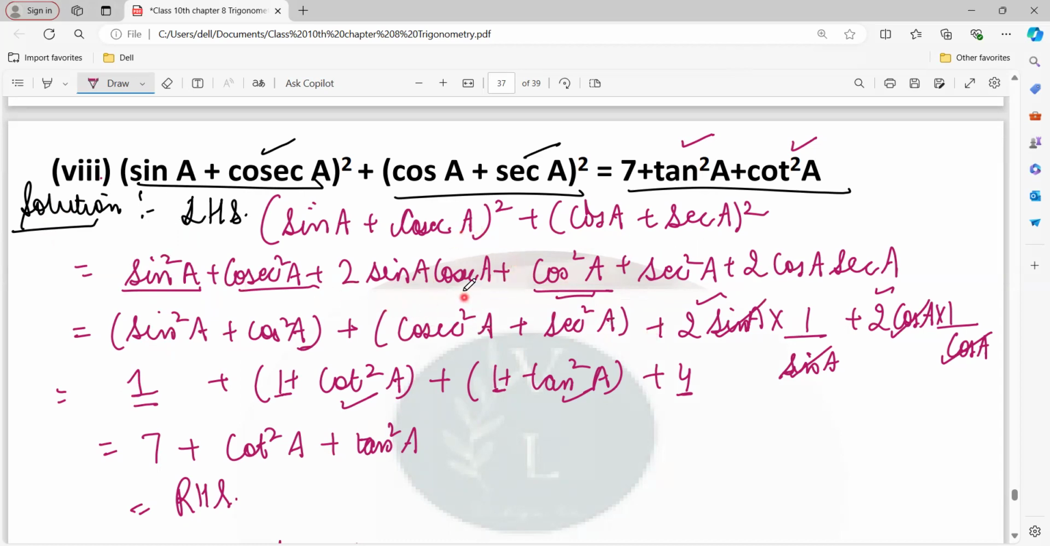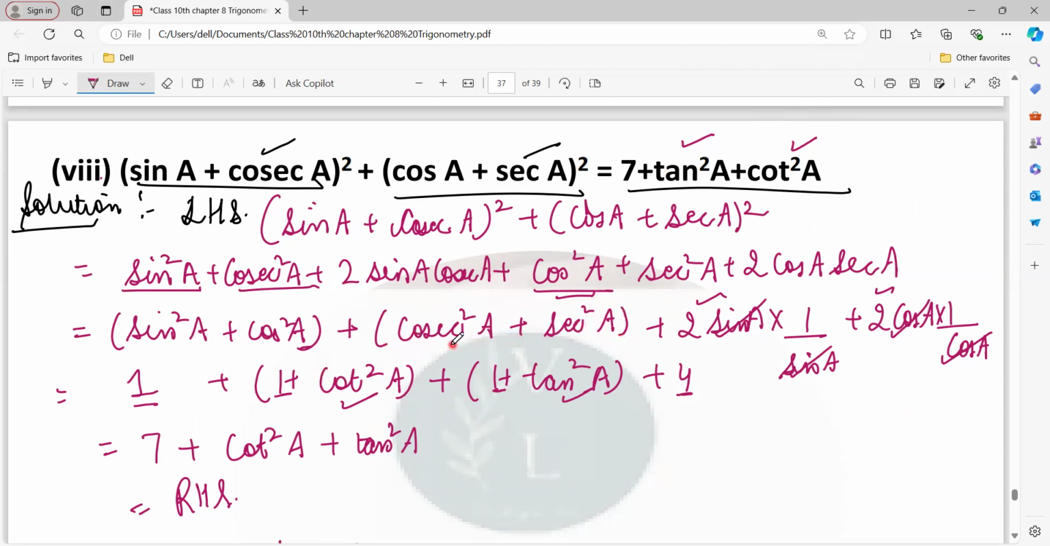Now this cosecant square A plus secant square A plus 2 sin A cosecant A. This cosecant can be written as 1 upon sine, so that sine and sine will get cancelled out. And here also 2 cos A into secant A. Secant A can be written as 1 upon cos A, where cos and cos will get cancelled out. So we have 1. Now we want the answer in terms of tan and cot. We have the answer in terms of cosecant and secant. So we'll convert cosecant into cot and secant into tan.